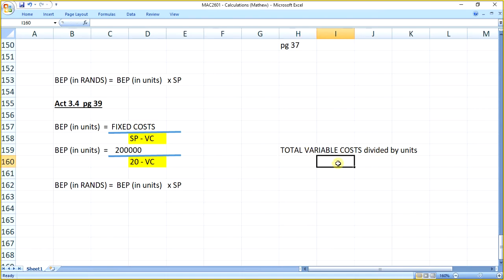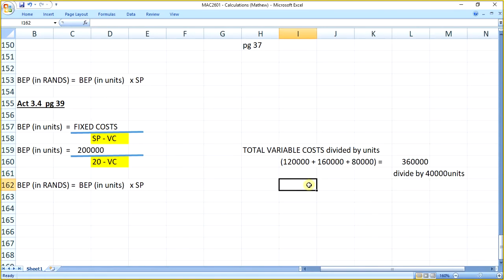So the total variable costs were, what's the total variable? We need to add it up. Yeah, so $360,000. Agreed. Divide by 40,000. Okay, it gives you unit variable cost of nine. Did you get the same answer? Yes, I did. Okay, so 20 minus 9 is in the denominator.